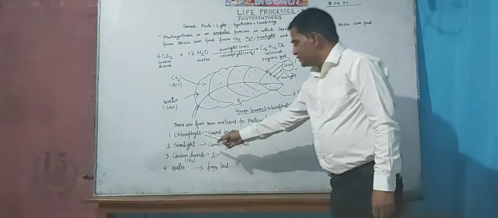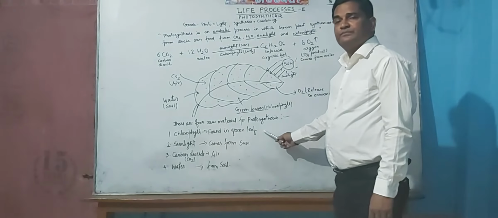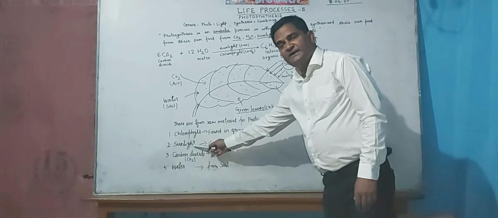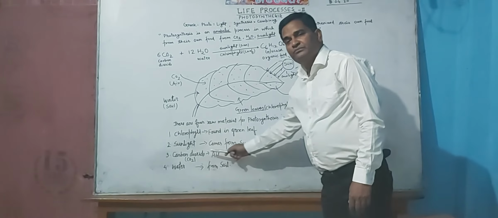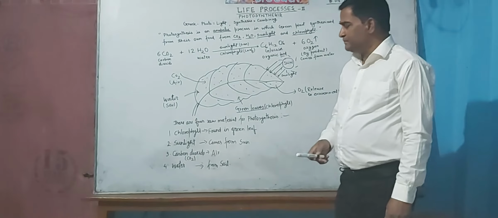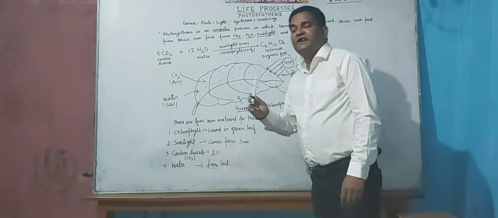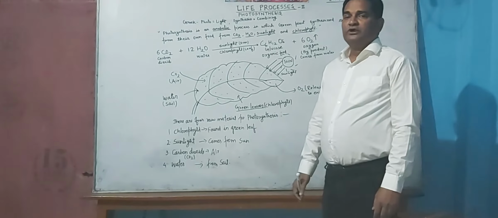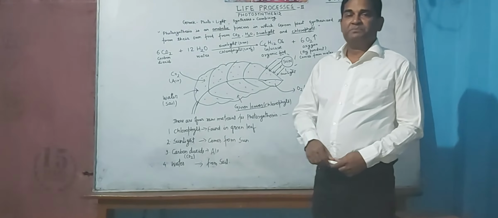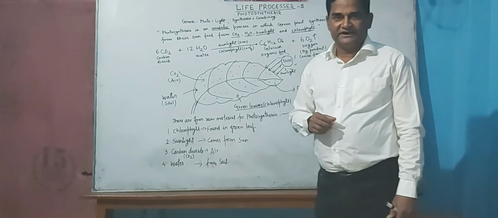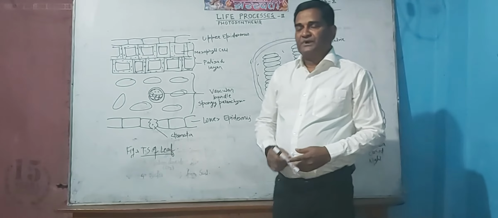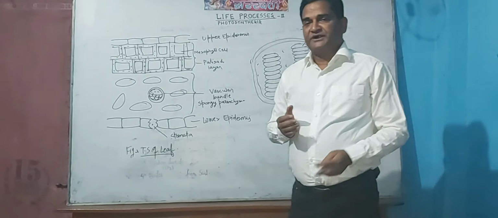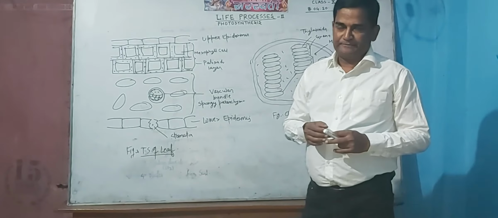So chlorophyll, children, is found in the leaf. Sunlight comes from the sun. Carbon dioxide comes from the atmosphere. And water directly comes from soil. So these four raw materials play a vital role in the photosynthesis process. Children, there are three structures which are very important for photosynthesis.